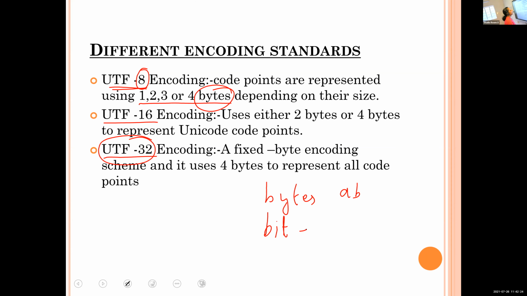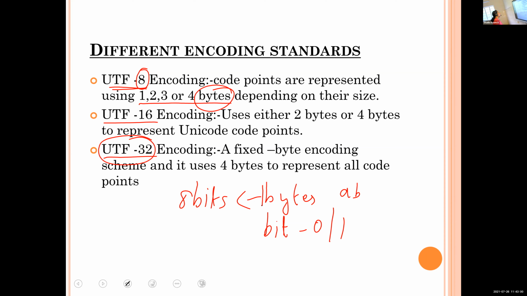Anaga, what is a bit? 0 or 1 is known as a bit. Then John Joes, what is a byte? 8 bits. Yes, 8 bits are known as a byte. So 1 bit means either 0 or 1, and if you use 8 bits, then it is 1 byte. Using 1, 2, 3 or 4 bytes depending on their size is known as UTF-8.